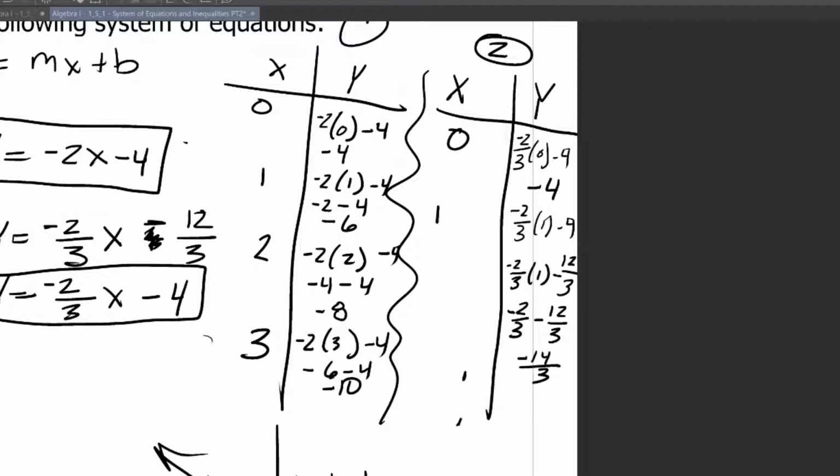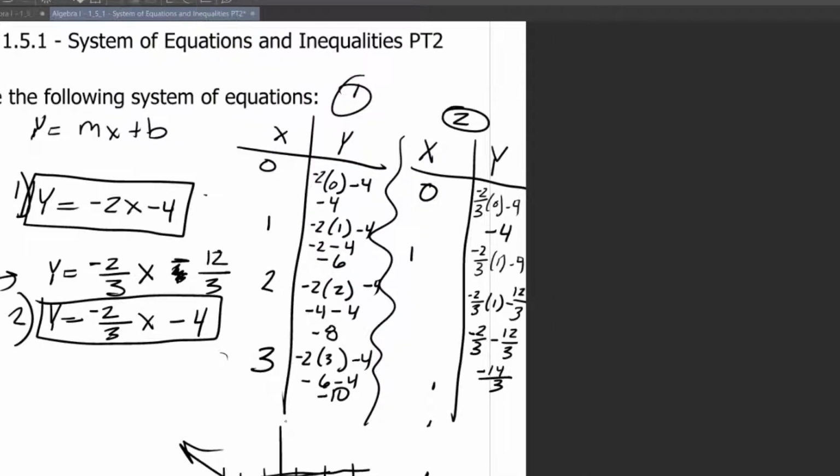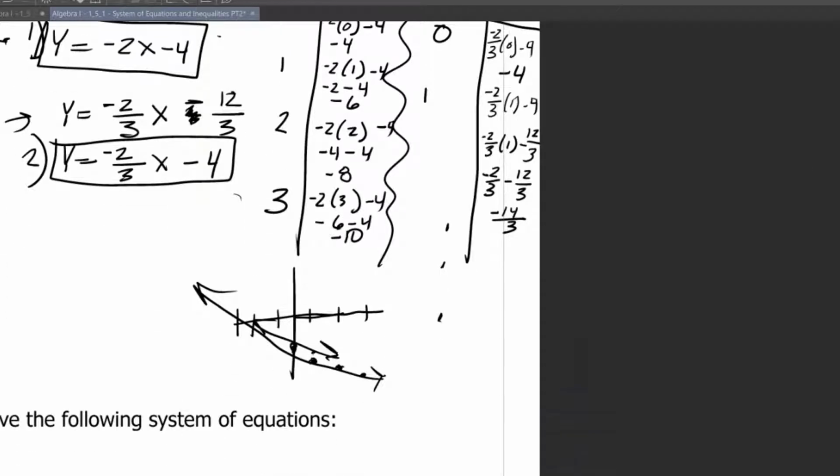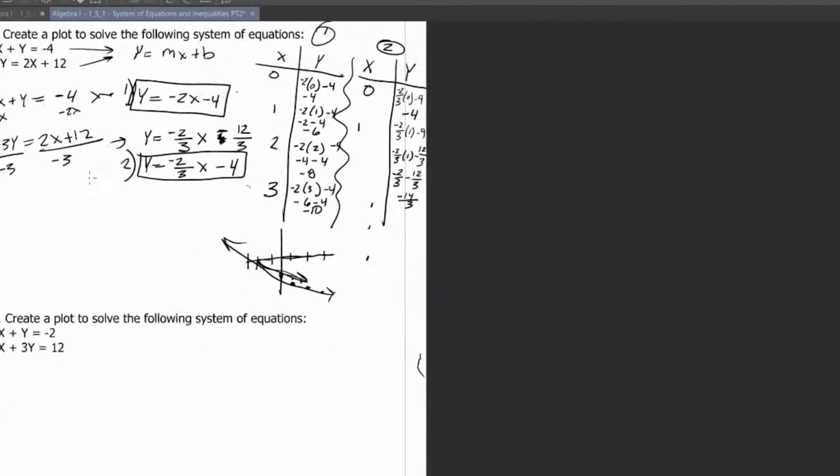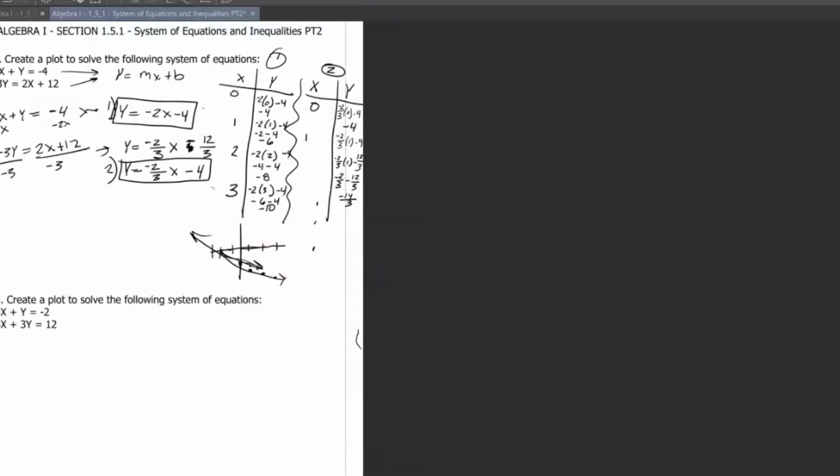But for this one, let's just go ahead and plot it. 0 equals negative 4, which is the same thing as this one. 1 is equal to negative 14 over 3, which is a little bit more than 4. It's 4 and 2/3, so about right here. So that's about where the plot is going to go. And then let me zoom out so you can see that top one. Again, it's this line right here. So zoom out just so you can see the whole question so far.